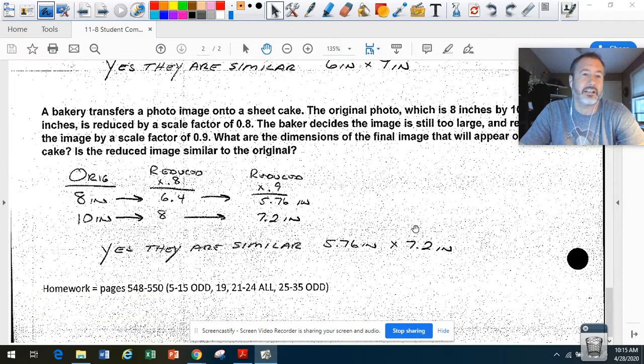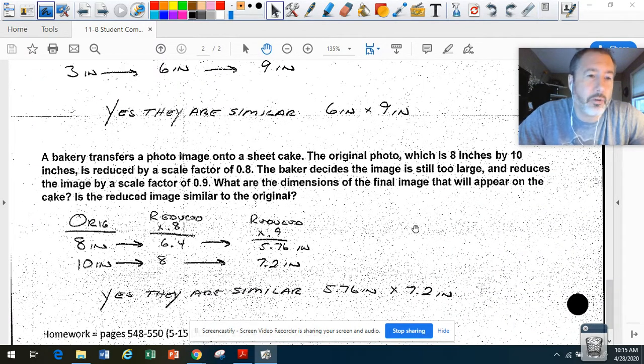Okay, let's take a look at this last one here. It says, a bakery transfers a photo image onto a cookie sheet. The original photo, which is 8 inches by 10 inches, is reduced by a scale factor of 0.8, which means it's getting smaller. The baker decides the image is too large and reduces the image by a scale factor of 0.9. Okay, we're going down even more. What are the dimensions of the final image that will appear on the cake? Is the reduced image similar to the original?